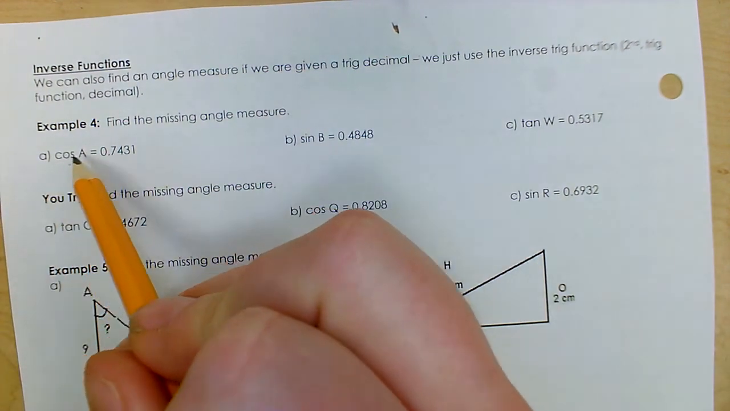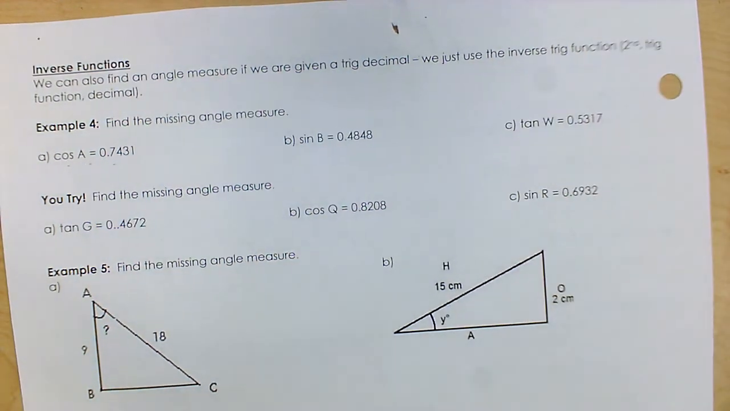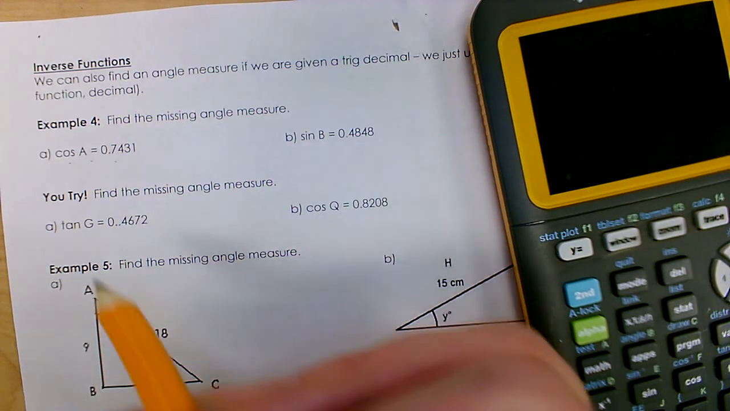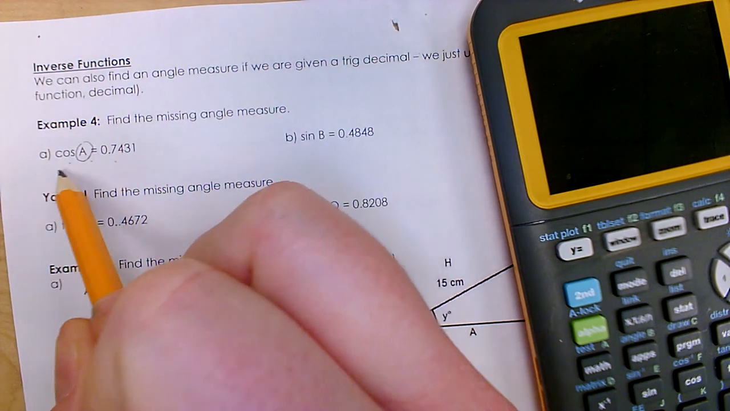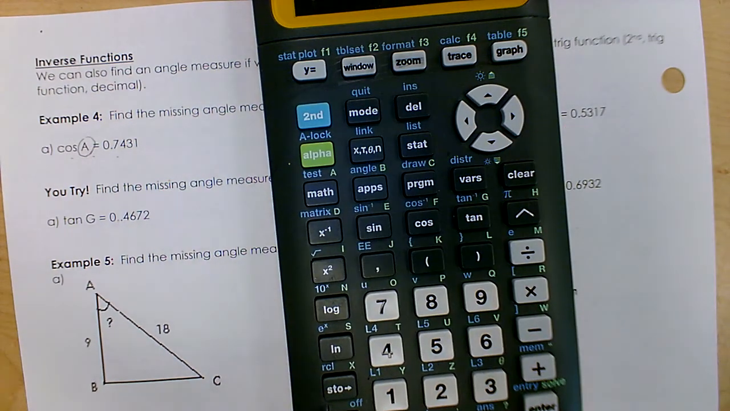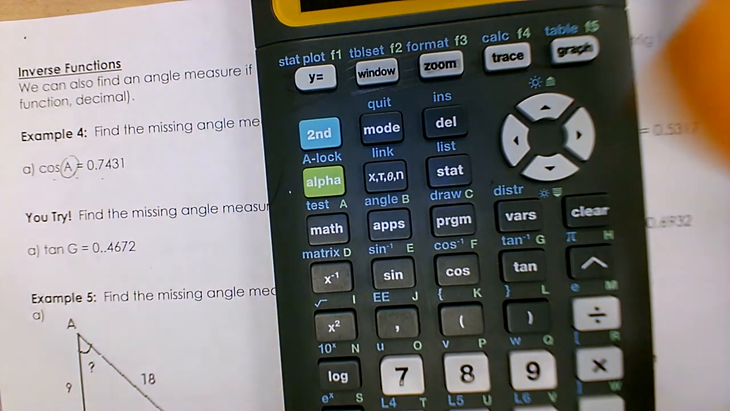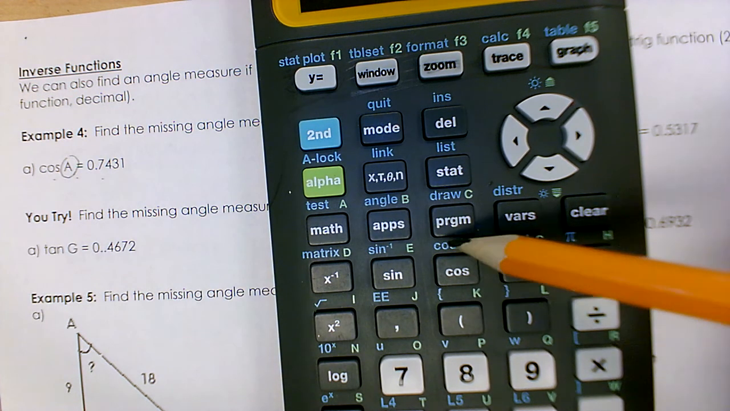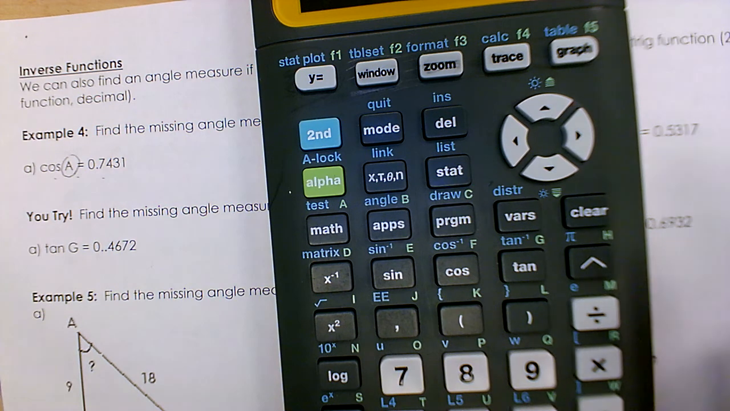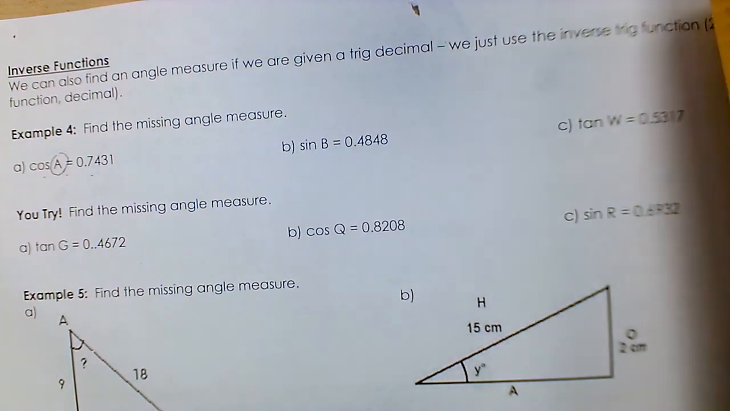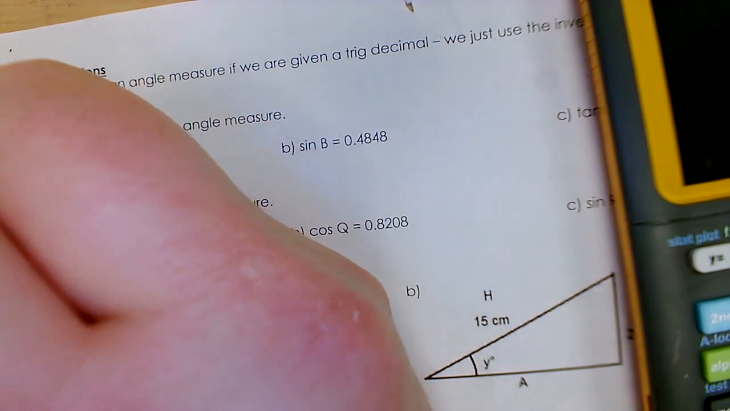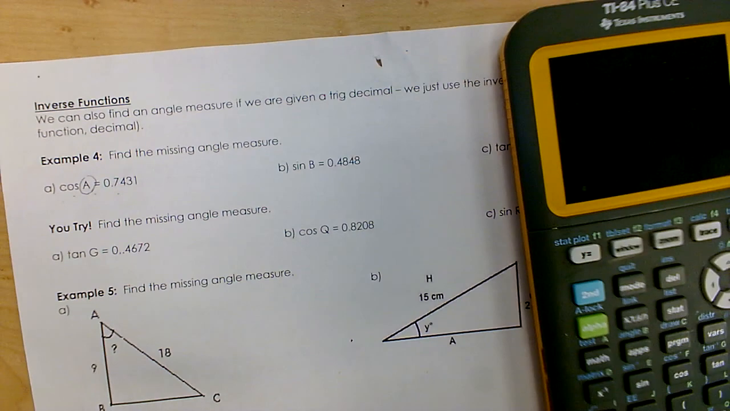So if we know that cosine of A is 0.7431, to get rid of the cosine, we're trying to get A by itself. So we've got to get rid of this cosine. Well, if you look on your calculator, see how it says cosine -1 up here, or sine -1, or tangent -1. Those are called the arc trig functions, and we call them inverse trig functions also. So what you would do is you would take the inverse cosine.